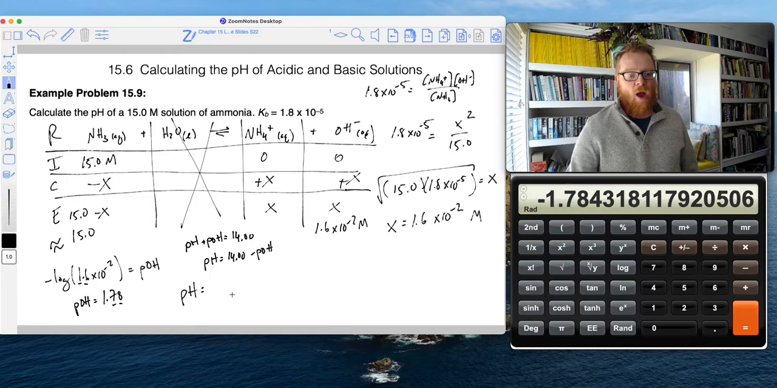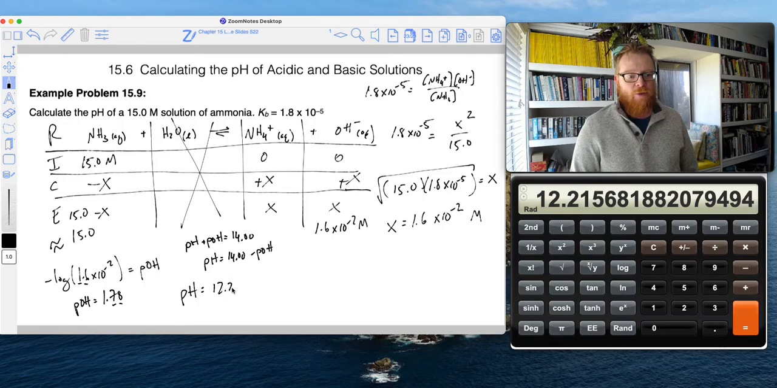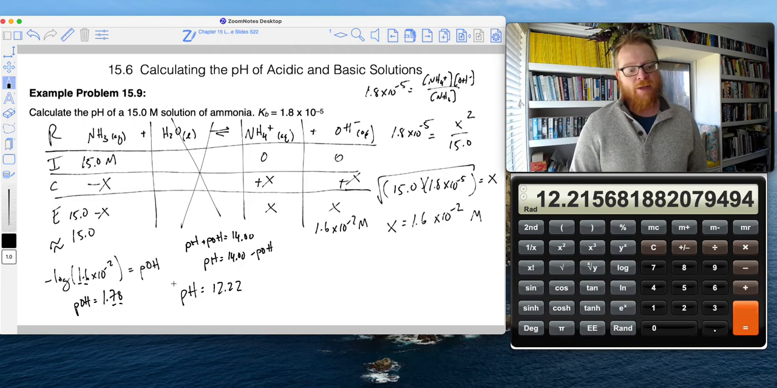And I can trust from my last example that this is going to give me the right answer. And so now, let's see here. Because I've already got the negative sign right there, I'm just going to say plus 14. Yep, and it's 12 point, let's see, I guess that should be 12.22, right, with the way that I'm going to round. And also I can see if I add 1.78 to 12.22, that makes 14.